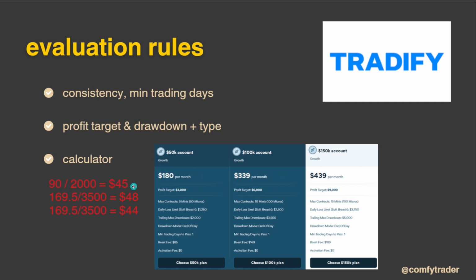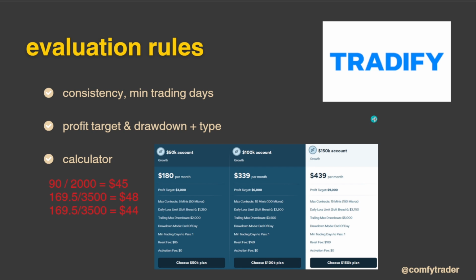So you calculate it for the drawdown size you get. So we get around $45 per $1,000 drawdown, compared to the 100K account and 150K account. A little bit more expensive and a little bit cheaper, but nearly the same.